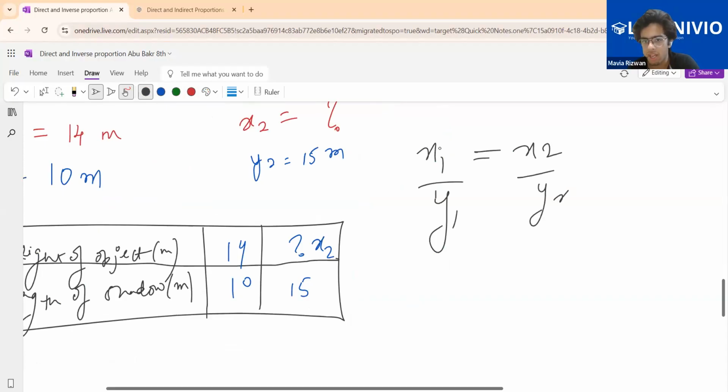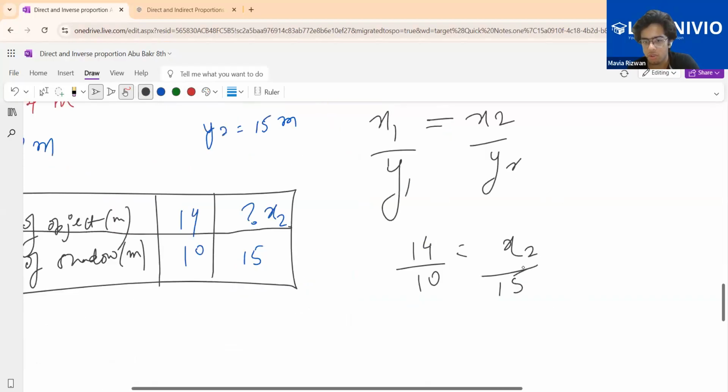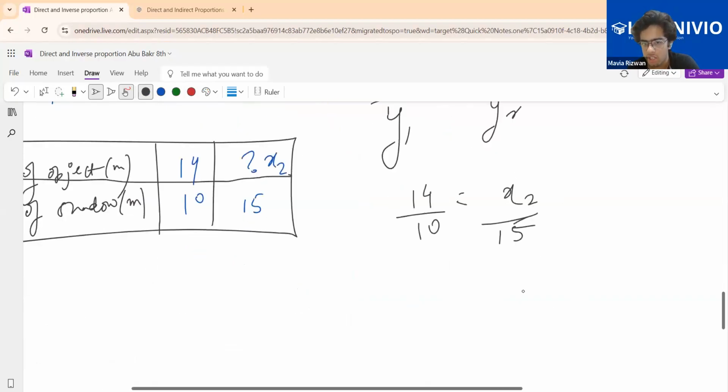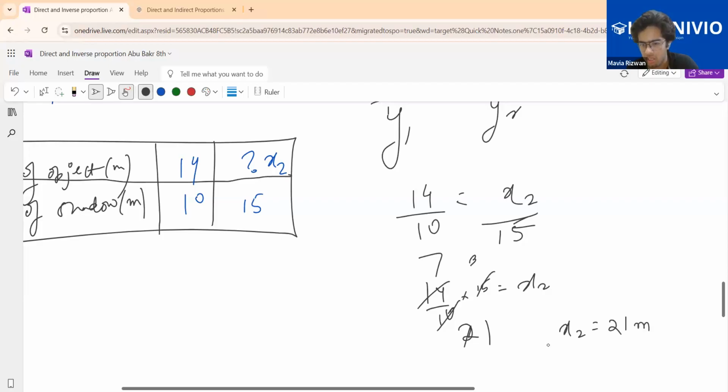Now x1 is 14, y1 is 10, this is equal to x2, which we have to find out, by y2, which is 15. So how to find x2? Take this 15 to the right. So x2 is equal to 14 by 10 into 15. Now 5 twos are 10, 5 threes are 15, 2 ones are 2, 2 sevens are 14. So 7 threes is 21. So x2 comes to be 21 meters.